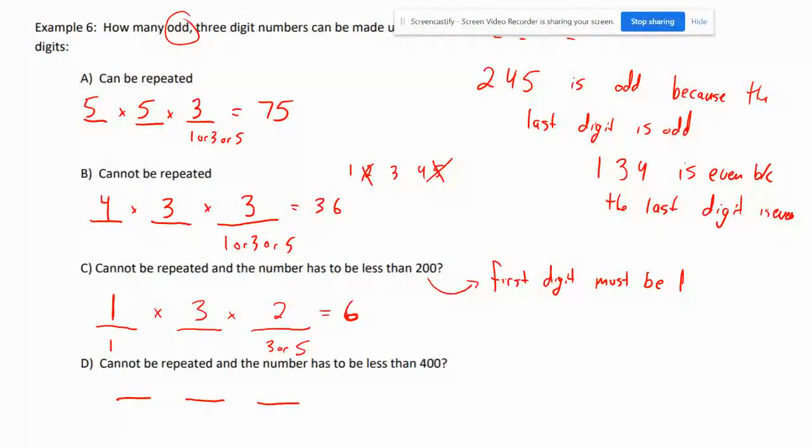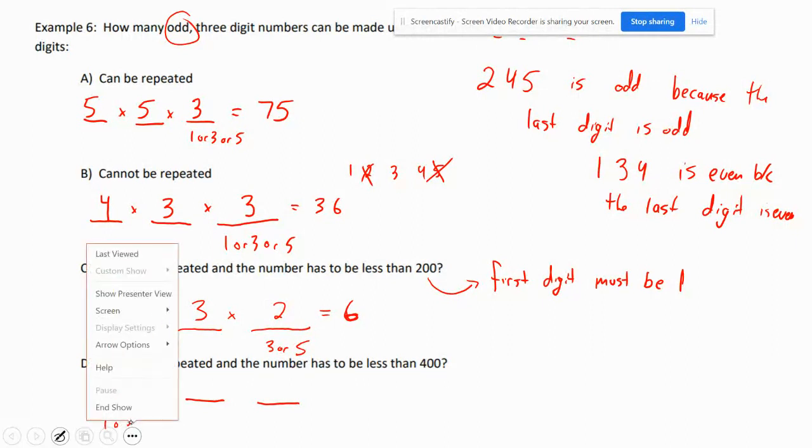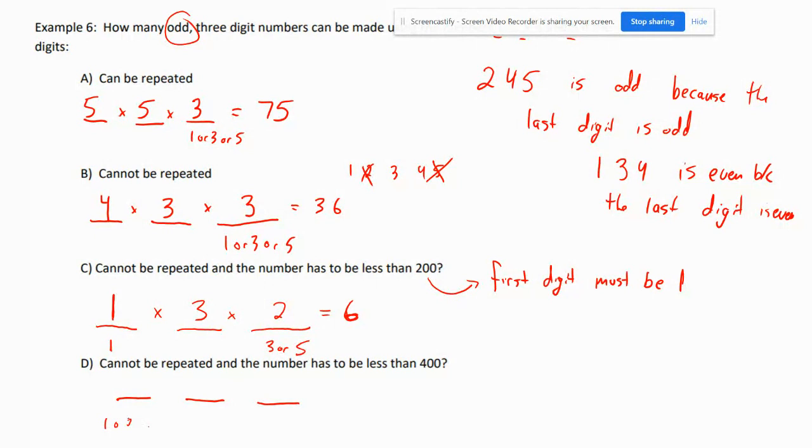So let's look at our three-digit number here. First of all, it has to be odd, and it has to be less than 400. So that means the first digit has to be 1 or 2 or 3. So we have three possibilities here. And then the last number has to be 1 or 3 or 5. Now the problem is, if I choose a 5 in this digit here, that means there are three options here. It could be 1 or 2 or 3. But if this number over here is a 1 or a 3, that means there's only two options over here.